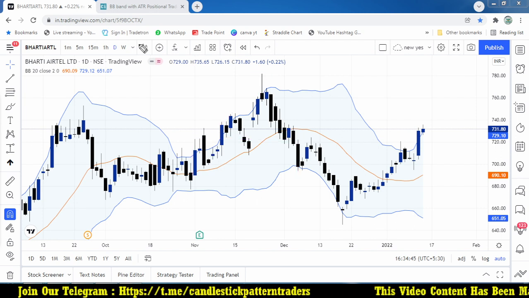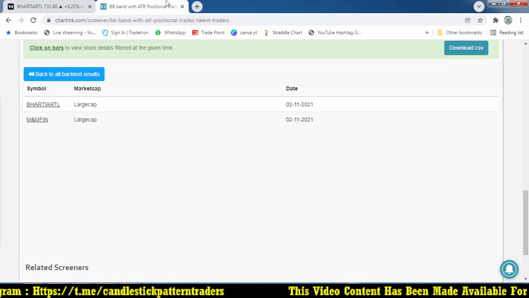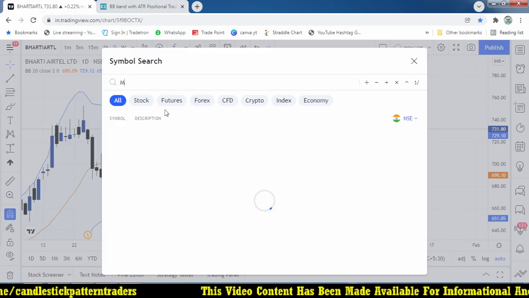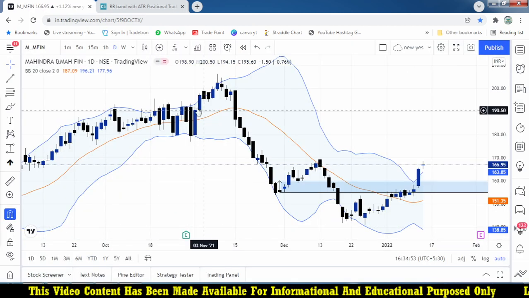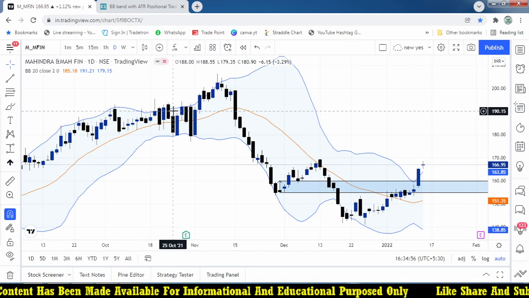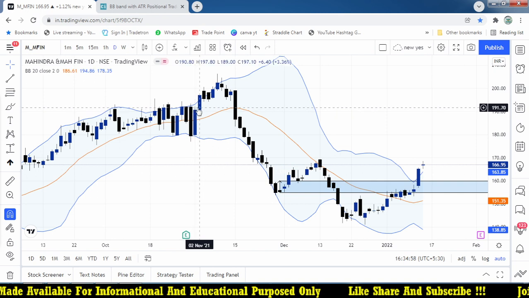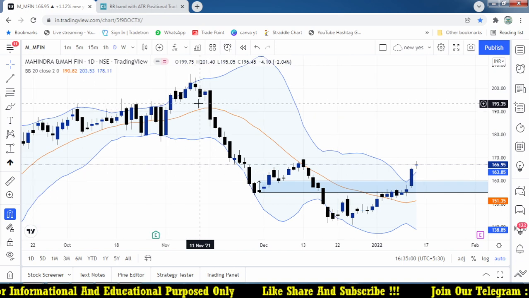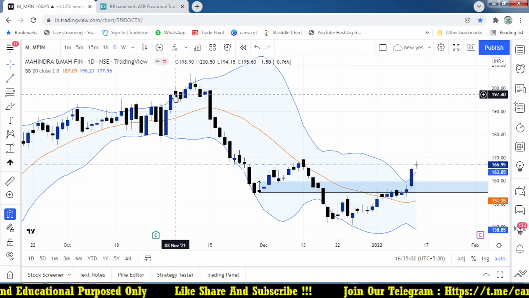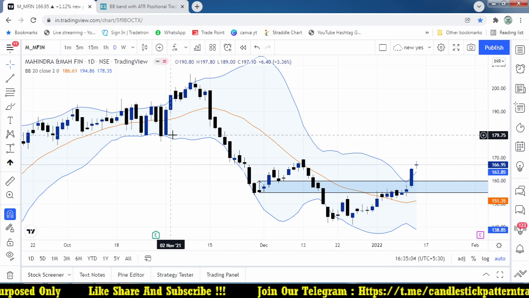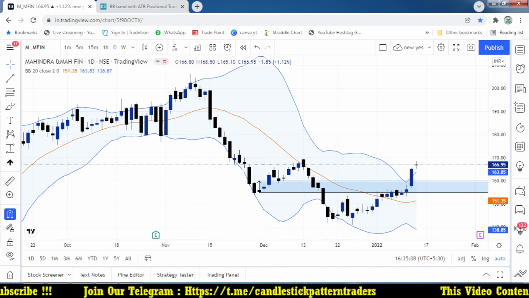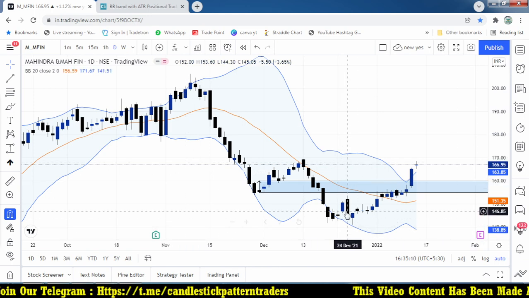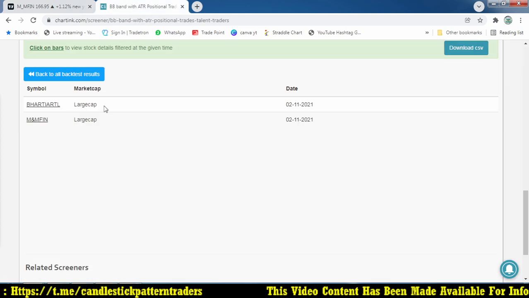The second stock we got, what is the stock? M&M Fin. Second November, maybe this, October, November. This one is the 2nd November, where you are going to take an entry around 197 with a stop loss of 179. It moves towards 205 and then finally triggers your stop loss and it fell very far. Okay, so we find a very small number of stocks here.